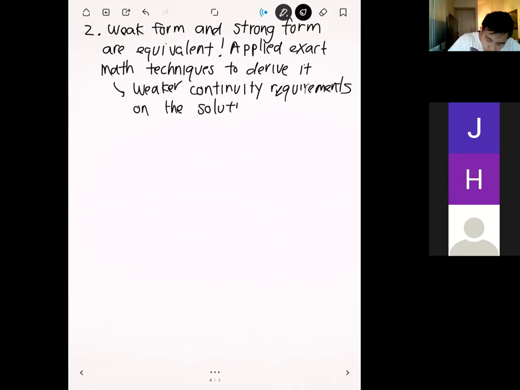If you're solving these equations exactly, this idea of continuity never comes into play because you're solving for an exact solution. But where this really helps you is when you're solving for approximate solutions.